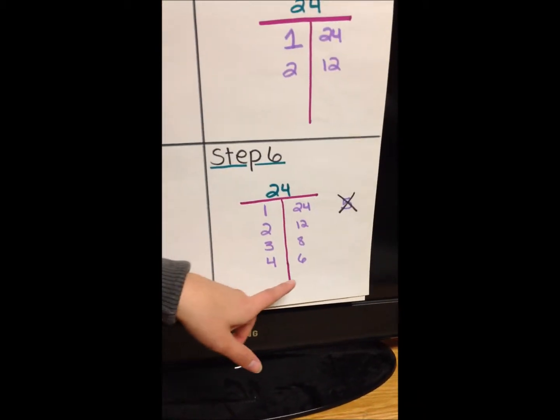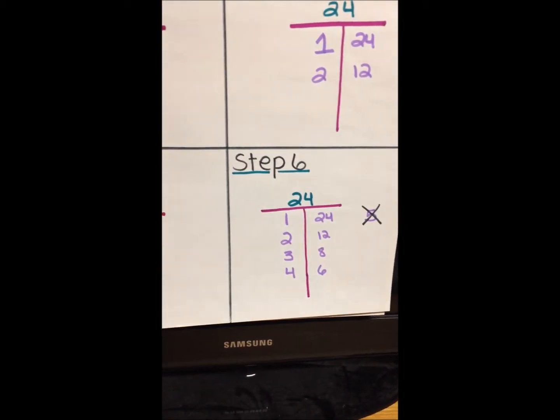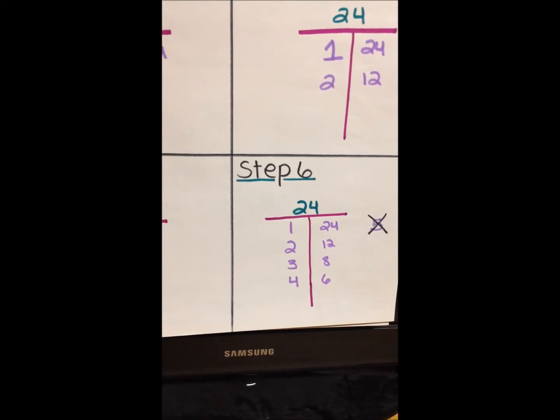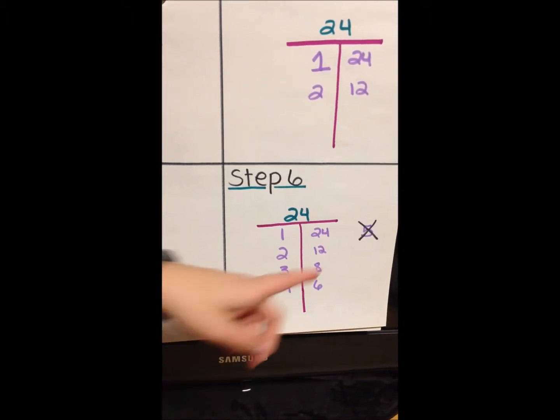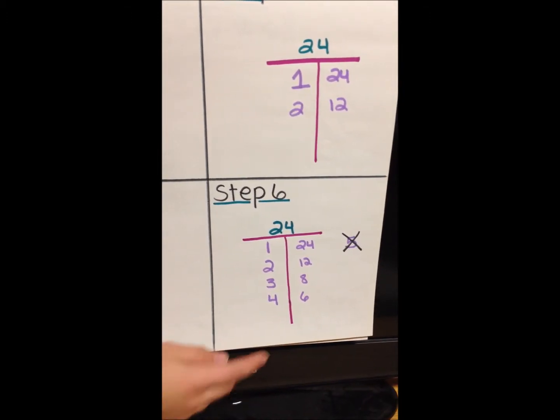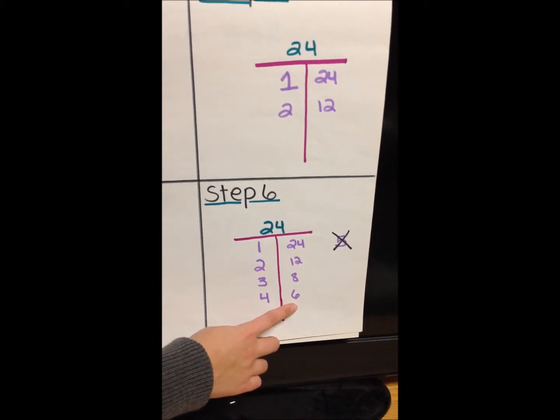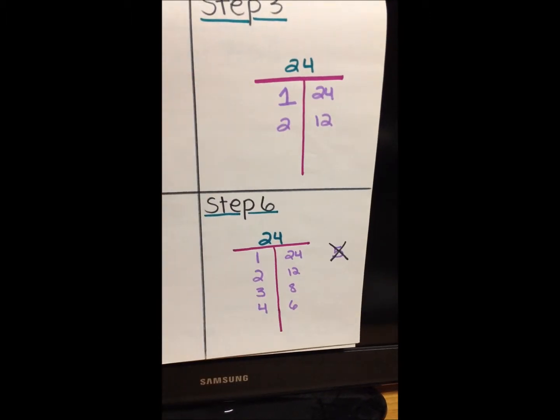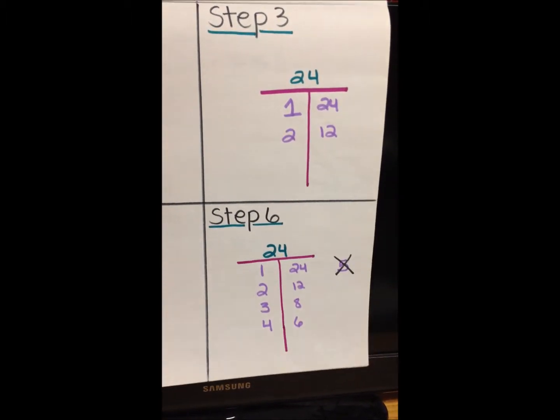And now, does 5 factor into 24? What times 5 equals 24? Nothing. So let's write 5 over here with an X through it. So we know not to use 5. And since we've already written our 6, and that's the next number, then we're done factoring the number 24.